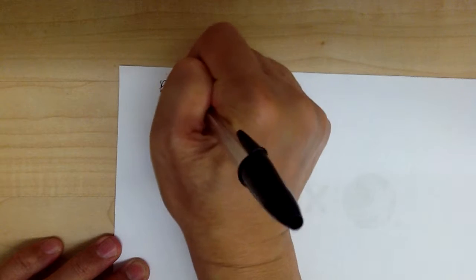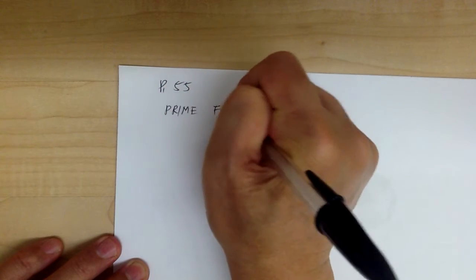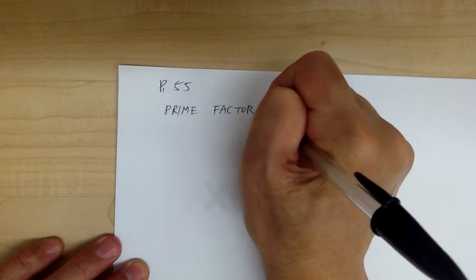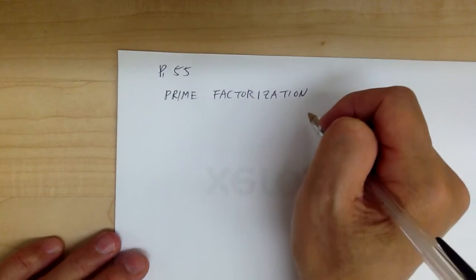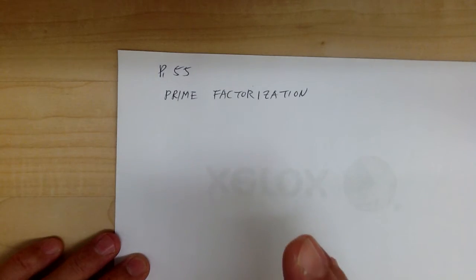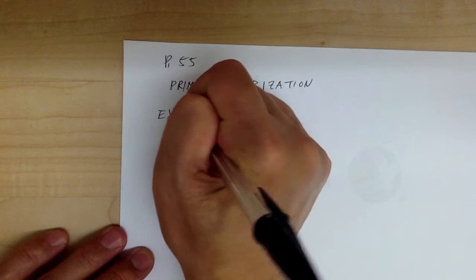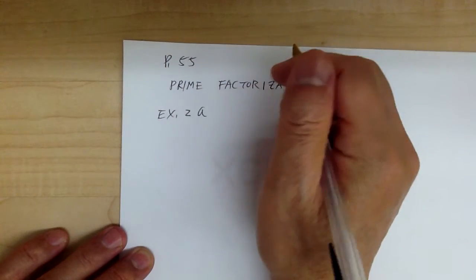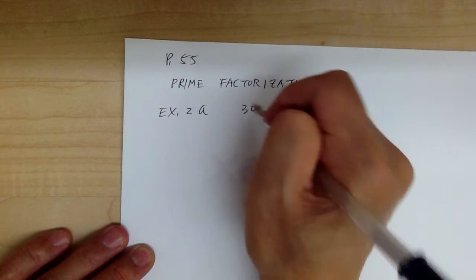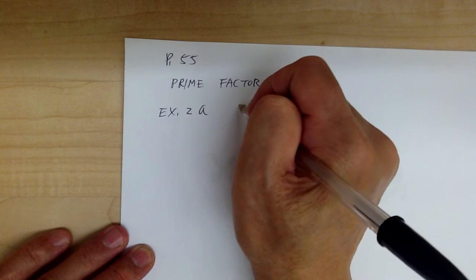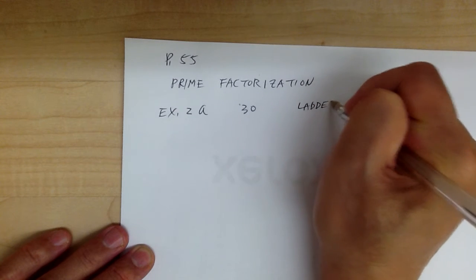So on page 55, prime factorization means you want to break down a number into prime factors. So let's go to example 2. Example 2a, you want to find the prime factorization of 30. So 30, and what you want to do is use what is called a ladder method, because it looks like a ladder.